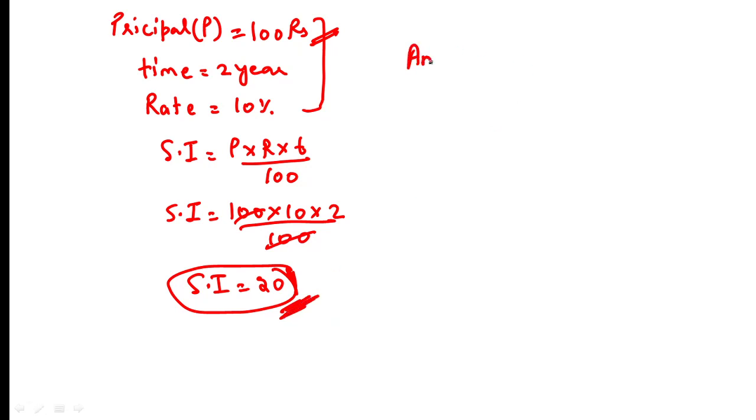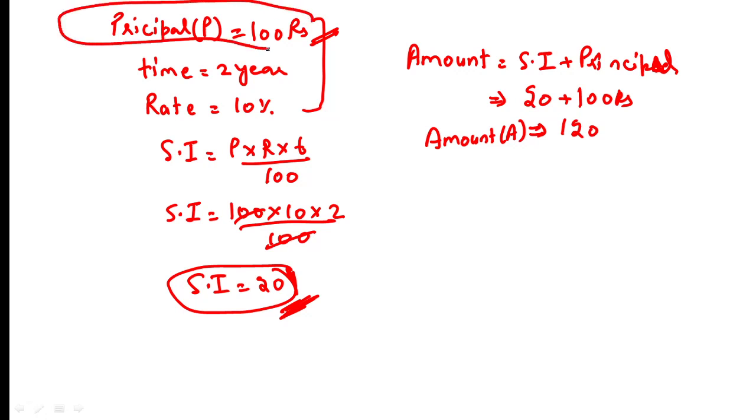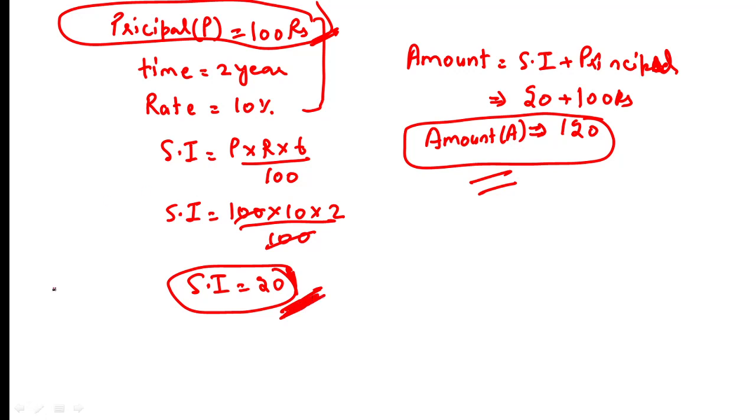So what is amount? Amount is the total amount of money. Amount is your simple interest plus principal. Simple interest is your 20 rupees, principal is your 100 rupees. So the total amount of money is your amount. Amount is denoted by capital A. At the start you have 100 rupees, but at the end of 2 years you have 120 rupees. So 20 rupees is your simple interest.